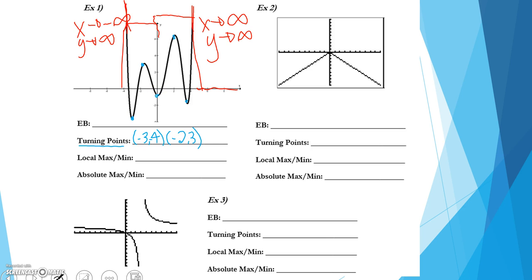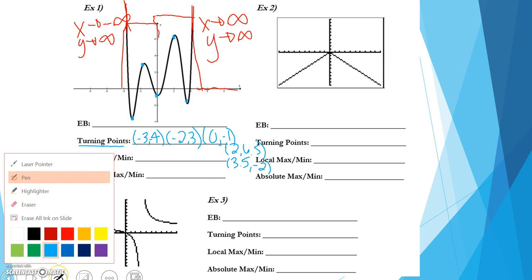This point down here, I would say is 0, -1. This one up here, I would say is 2 and maybe 6.5. And then the one down here, I would say is probably 3.5 and -2. Okay, so it doesn't have to be super exact.